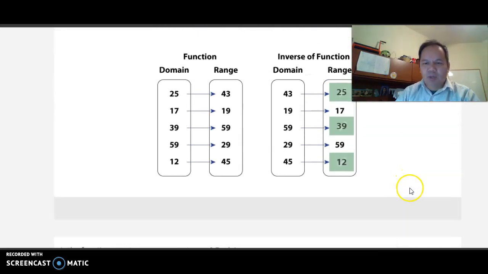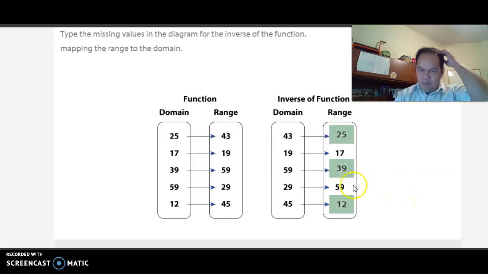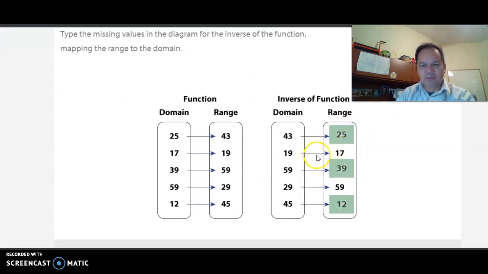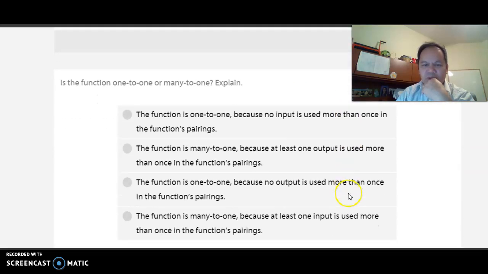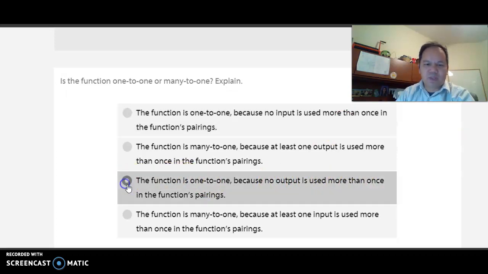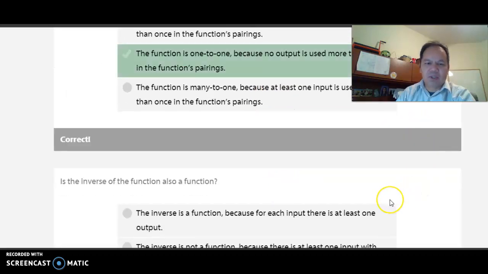Is the function one-to-one or many-to-one? So if the definition is up here, one-to-one is no output is ever used more than once. So look at the output. Each of the outputs is the range. It is never used more than once. So you see the arrow, it maps one-to-one. So we would say the function is one-to-one because no output is used more than once. Okay, so the answer should be no output, correct?